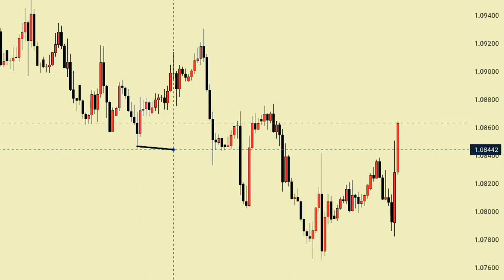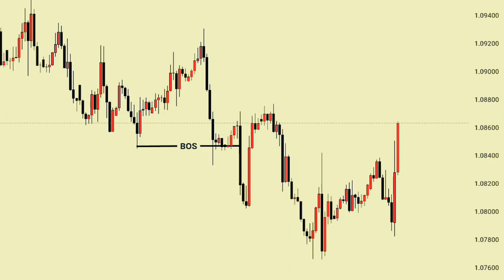People get stuck in trading because they do not truly understand break of structure. Most traders think break of structure means price just crossing a line. But break of structure is not about lines. It is about control. Look at this chart carefully. Before this point, price is making higher highs and higher lows. That means buyers are in control.